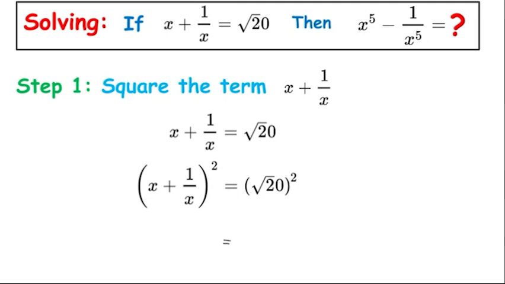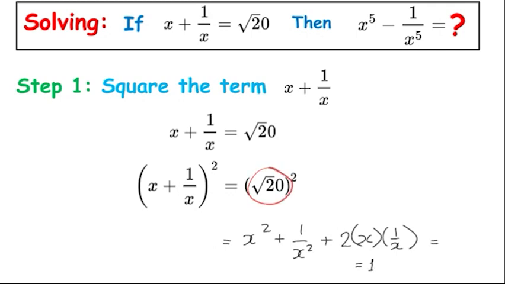of x plus 1 over x all squared will equate to x squared plus 1 over x all squared plus twice the cross multipliers, which is x by 1 over x. And we know that's equal to 1. And that's all equal to square root of 20 all squared. Well, we know that's 20.